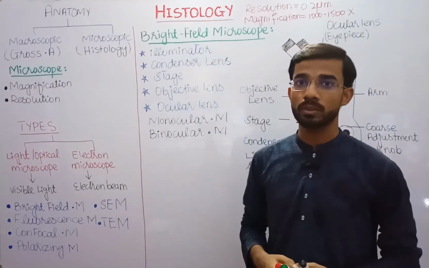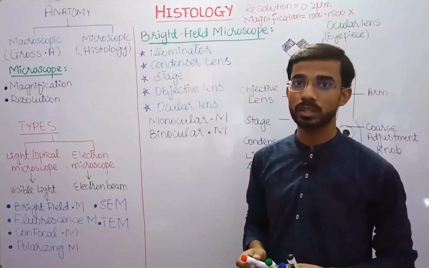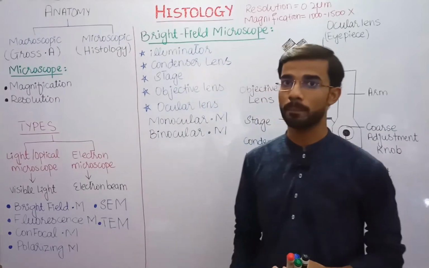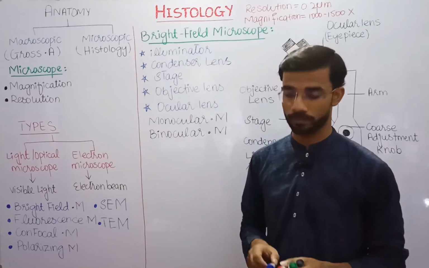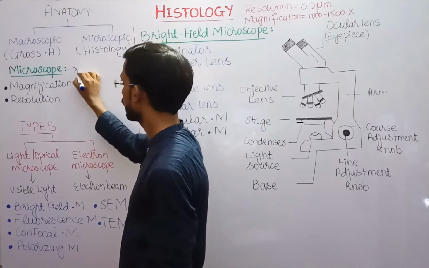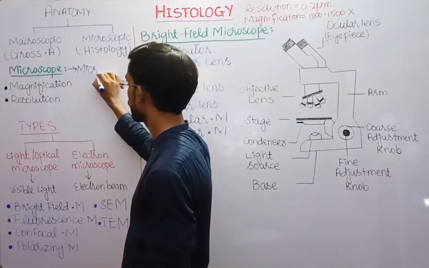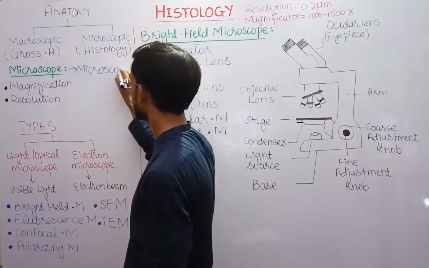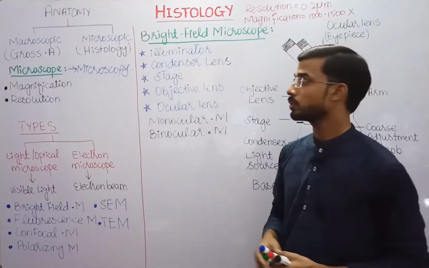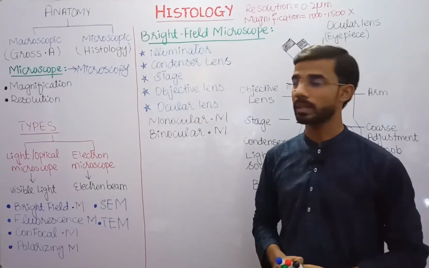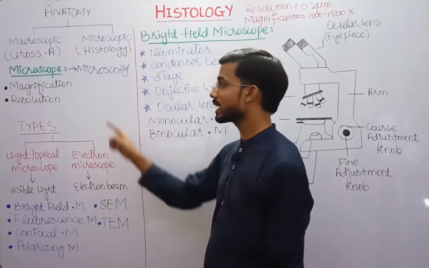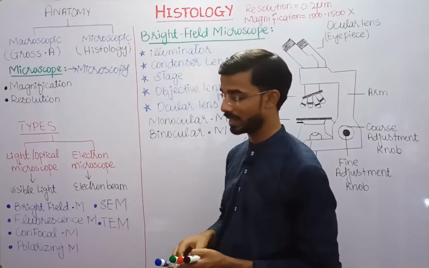The instrument which is used or helpful in the study of the tissue is the microscope. Microscope is an instrument. The use of the microscope is called microscopy, right? Two things are important in a microscope. First one is magnification, second one is resolution.